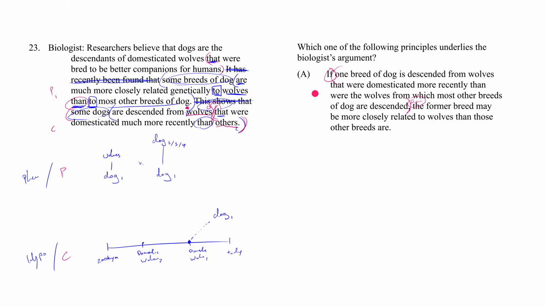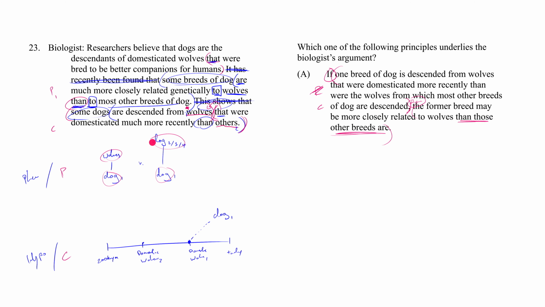Notice the if part. What part does it sound like? Does it sound more like the premise, or does it sound more like the conclusion? It sounds more like the conclusion. One breed of dog descended from wolves that were domesticated more recently than something something. I mean, that's clearly conclusion talk. Premise talk is about how tight the dogs are genetically to the wolves than that dog is to the other dogs, which actually shows up in the then part. For maybe more closely related wolves than those, but actually not, right? Because this is actually the misrepresentation.